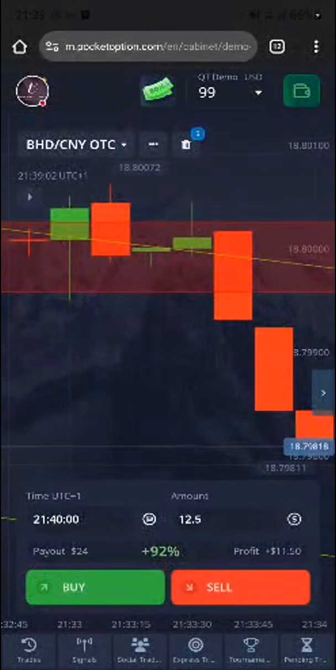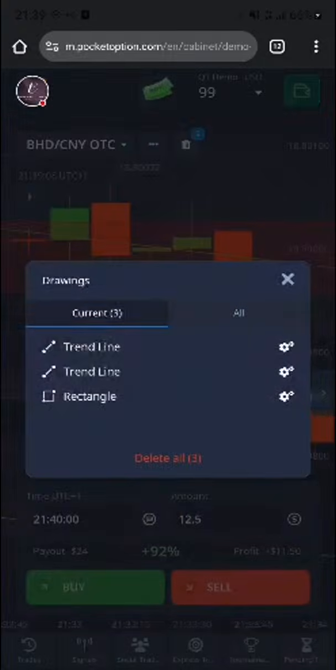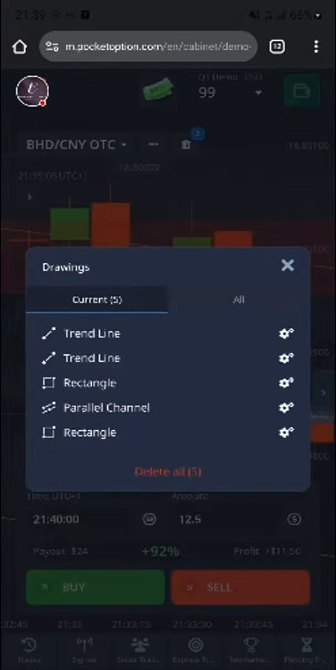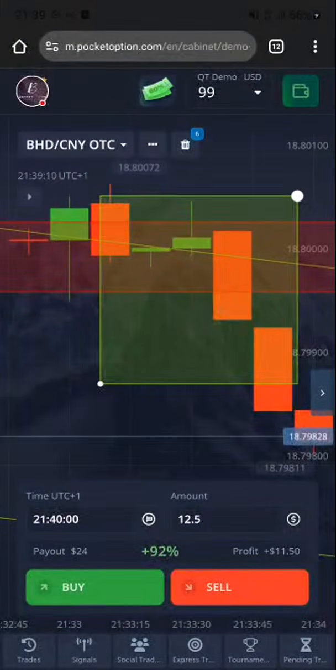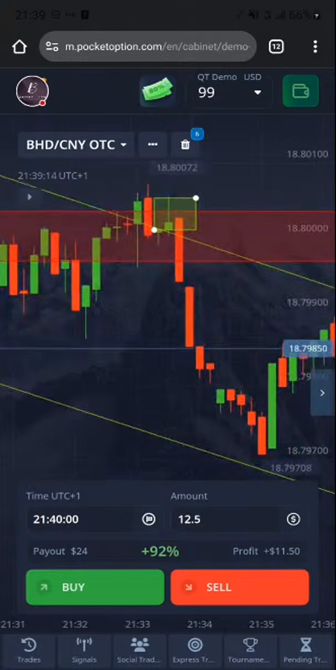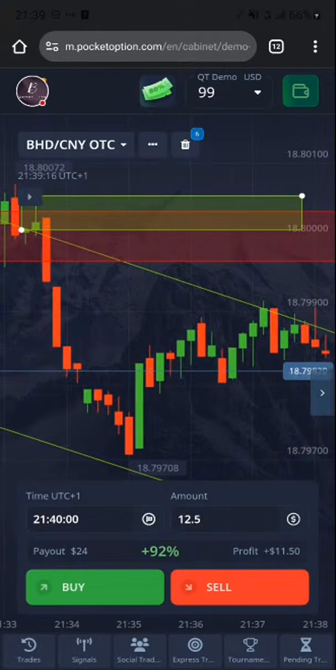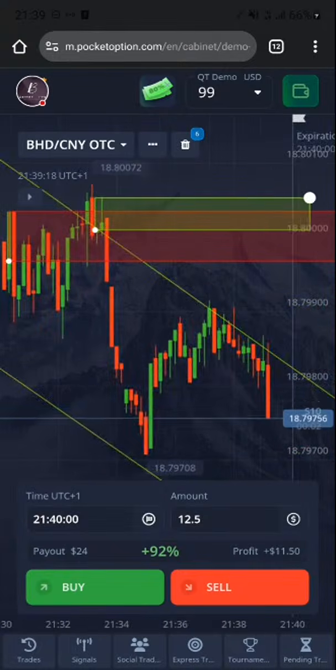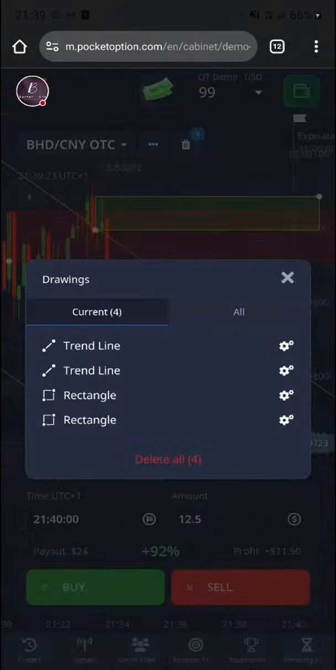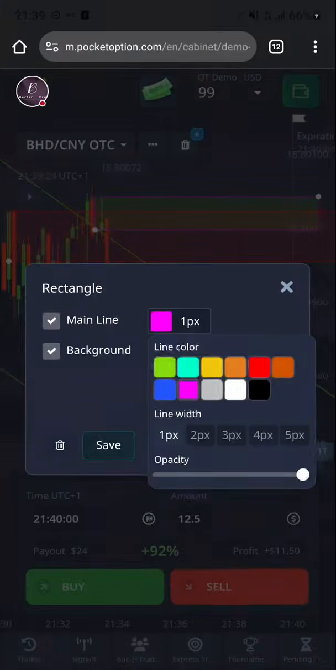Okay, I found the entry now. Look at the entry here. So price is coming back up now. I need to remove this one. I don't need it. So price is coming back up right now. You can see, over here, that's where the price is coming. That's where we're going to take the trade.